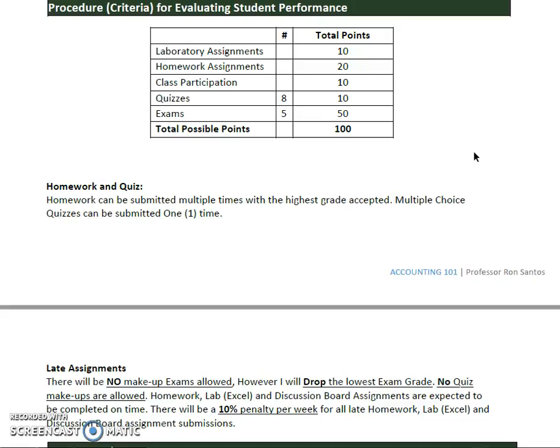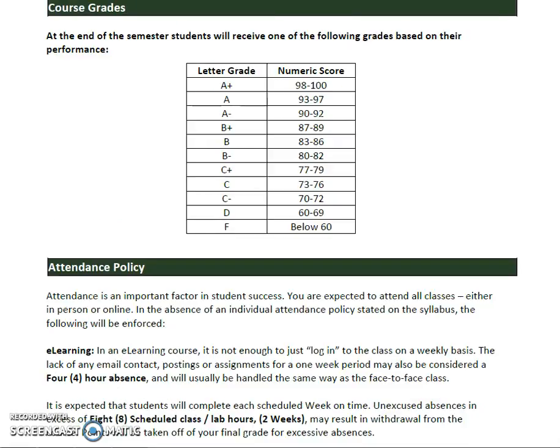Homework, lab, Excel, and discussion board assignments are expected to be completed on time. There'll be a 10% penalty per week for all late homework, lab, and discussion board assignment submissions. Once you've calculated your number grade, you can come to the rubric beneath and look at the associated letter grade that goes with it. And that'll be your grade.